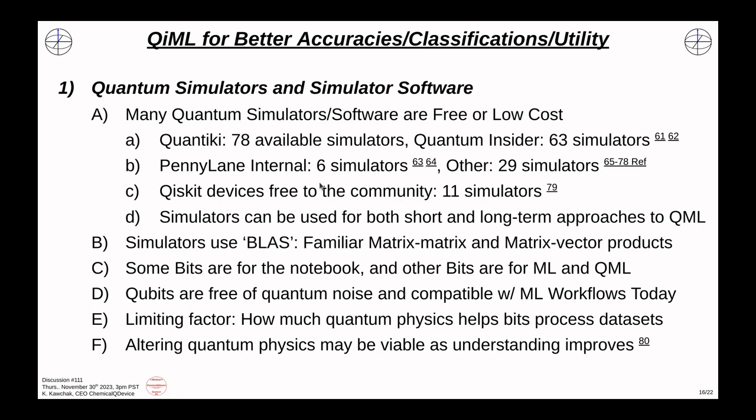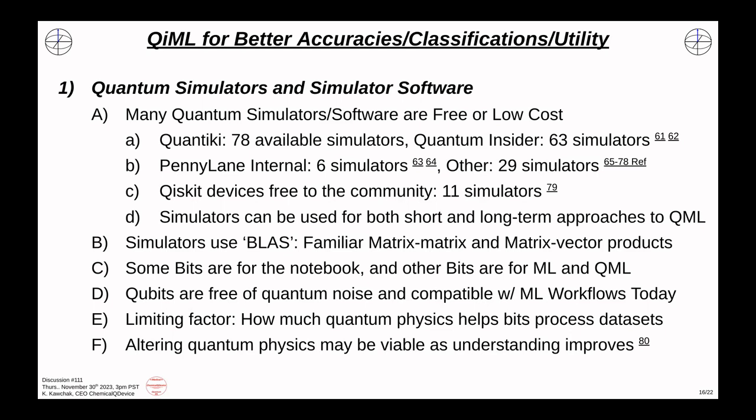And that's where PennyLane comes in, because PennyLane has 6 by themselves: default.qubit, default.mixed, lightning.qubit, lightning.gpu, lightning.kokkos, and one other lightning one. Anyways, they have 6 of their own simulators, which tend to have the best performance that I found in multiple benchmarkings. And they also have 29 that you can access with a pip install of a package for these other simulators. So I referenced that, 65 through 78. In those references, there are 29 additional simulators.